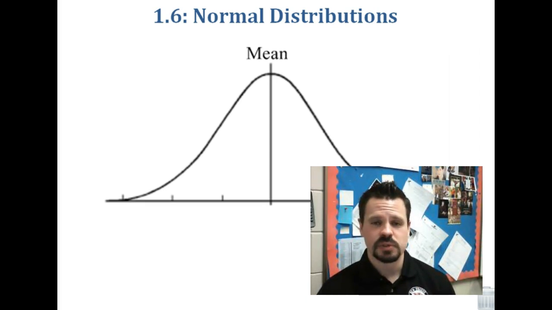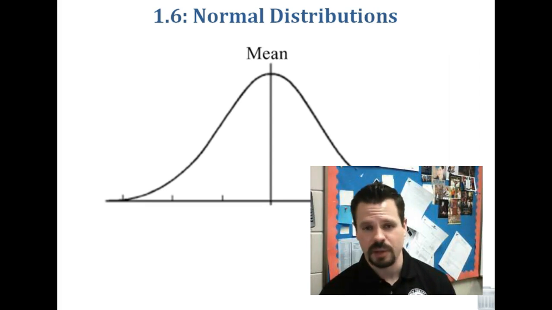Now, for the last few sections, we've looked at some different distributions. We've talked about their shapes and some ways of describing them. Here in 1.6, we're going to look at a very specific type of distribution and some properties of it that allow us to answer questions and solve problems related to it. So here we go with that.